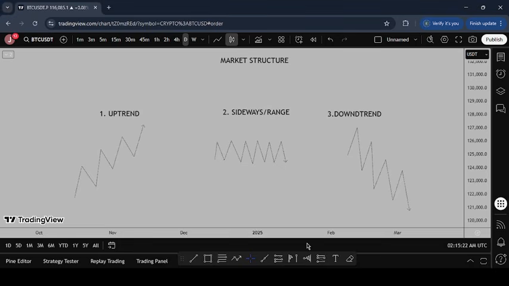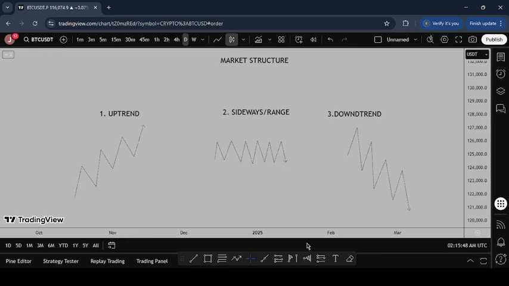Hello, today we are going to be talking about market structure. In the last video, I just did an introduction to SMC, which is the smart money concept, the strategy that deals with liquidity and understanding how and when the market makers want to make their move in order to trade along with them. Now we're going to be talking about market structure.